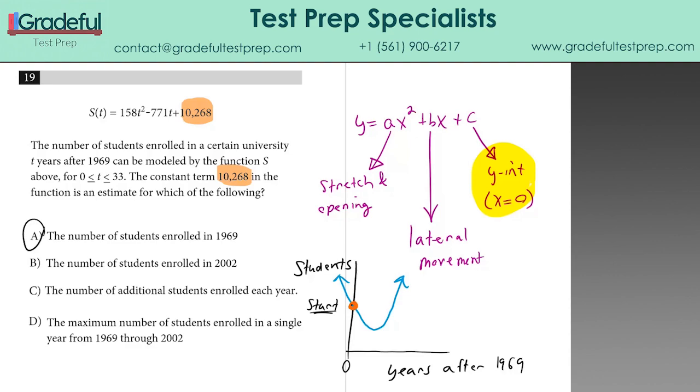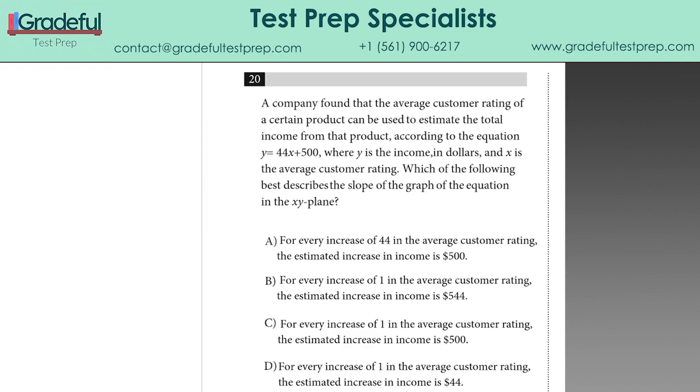It's the number of students at the start of all of this, which is in 1969. Question number 20 is a very critical question on the SAT. It's asking us about translating slope. And some of the toughest questions you'll see come from this concept. The question is asking us to explain, literally, what the slope is.